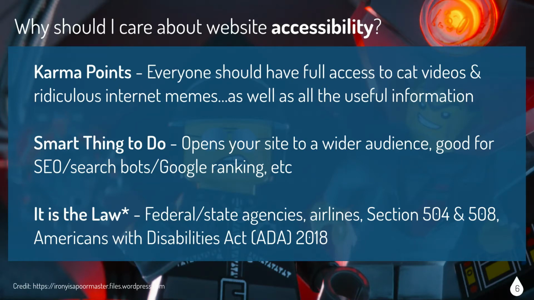It opens your site to a wider audience. It's good for SEO, search engine, Google rankings, etc. And it's the law, with an asterisk there, because it technically is only the law for certain agencies, federal and state, some airlines. But the hope is that in 2018 there'll be harsher laws for all the rest of us, so we can get accessibility out there for everyone.